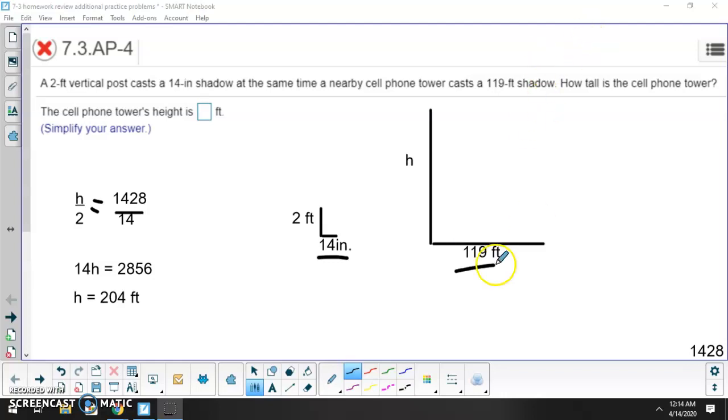All right, so one thing that's also interesting is that these units of the shadows are not the same. So if you're going to compare shadow to shadow, you better have the same units. So what you could do is make everything into feet, okay, but you don't have to. What I'm going to actually do is make this feet, 119 feet, into inches.